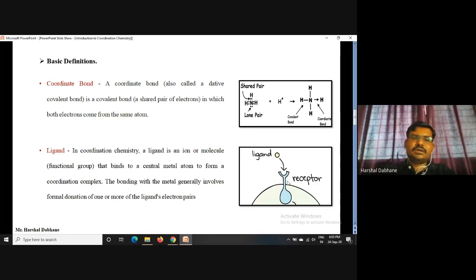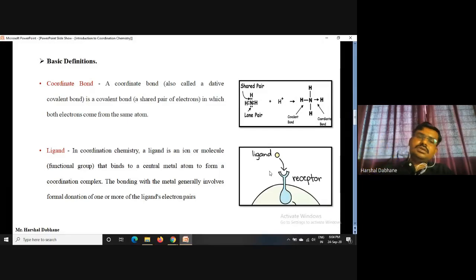So here we write: a ligand is an ion, a molecule, or a functional group that binds a central metal atom. I already told you what a central metal ion or atom is. The metal is said to be the central metal ion if it is present in the positive state, so it is called CMI, central metal ion. If it is present in the zero oxidation state, we call it CMA, central metal atom.